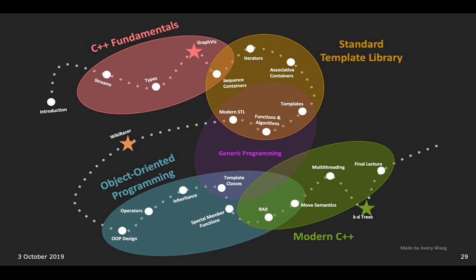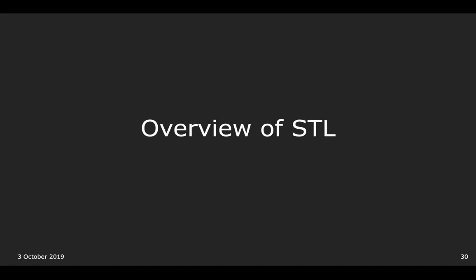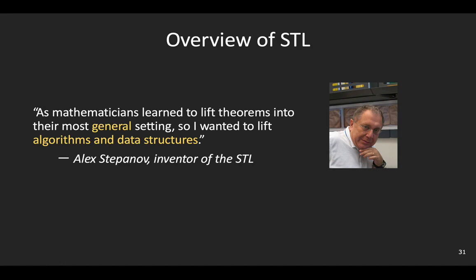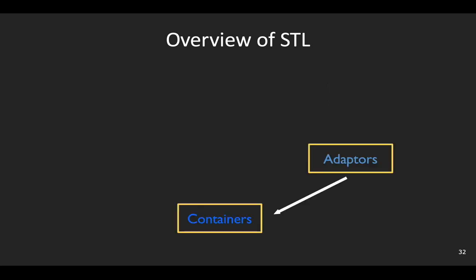So for today, we're going to be focusing on a couple different things. Before I get to that, I think this is a nice summary of the standard template library. As mathematicians try to lift theorems into their most general settings, this guy, Alex Stepanov, wanted to lift algorithms and data structures into the most general version of themselves. So again, instead of every programmer having to write their own implementation of a find or sort algorithm, he wanted to bring it into one standard library that people could work on and make more efficient in one source base. That's something we take for granted now, but back then, definitely a new feature.